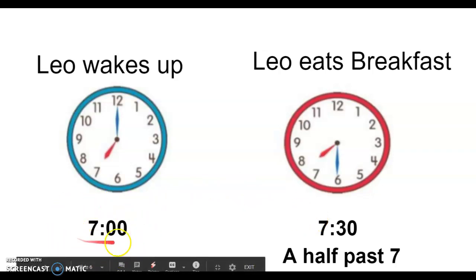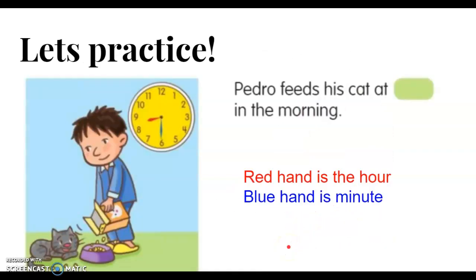7 comes first because that's when he wakes up and then he eats his breakfast after. So let's practice. This is Pedro. Pedro feeds his cat at blank in the morning.